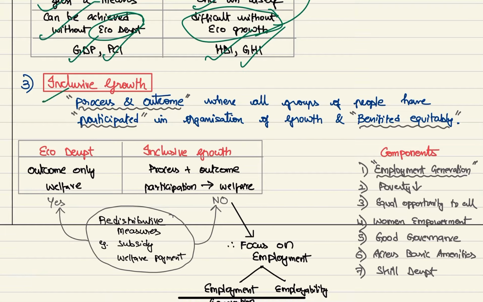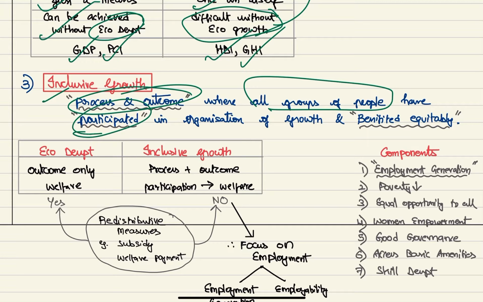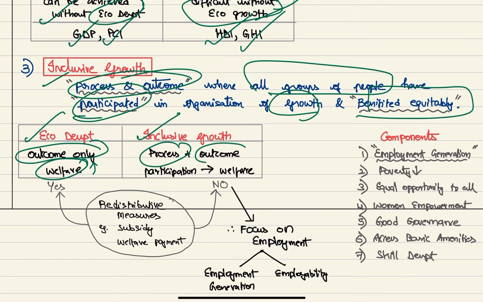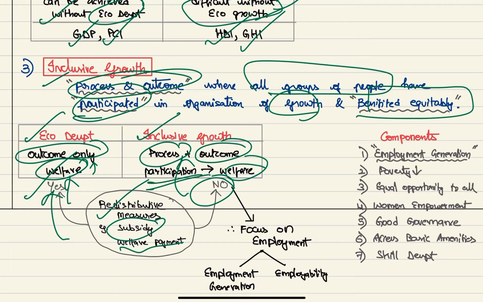Next we have inclusive growth. It is a process and outcome where all groups of people have participated in the growth and benefited equally. That is, understand the difference between economic development and inclusive growth. Economic development is outcome only, that is welfare of the people. Inclusive growth is process plus outcome, that is people should also participate. For example, redistributive measures like subsidies and welfare payments will lead to welfare of the people, so it will lead to economic development, but it won't lead to inclusive growth because people are not participating.